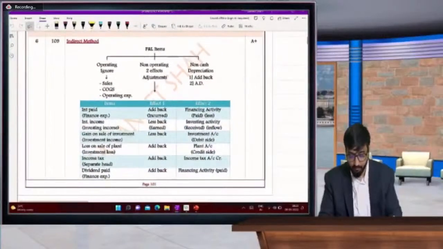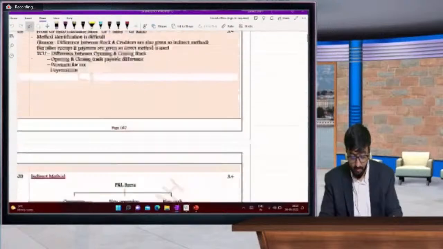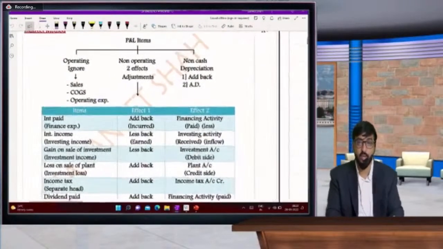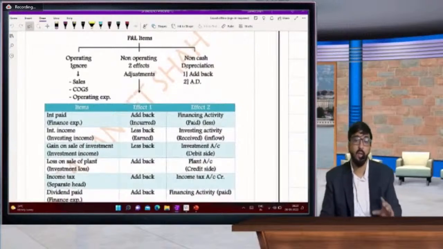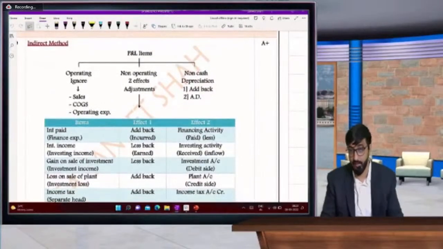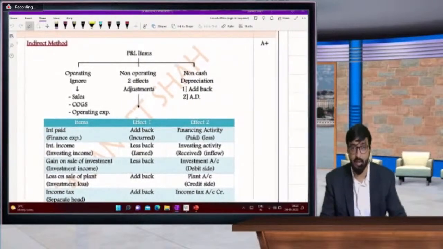So see, indirect method. I just want to discuss some points. This is the indirect method. Yes, you can take a screenshot afterwards. You can write it in an index also. Regarding illustration number 6, I am telling you about the indirect method.